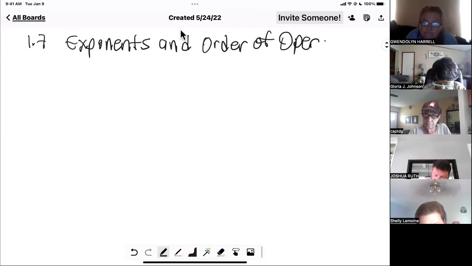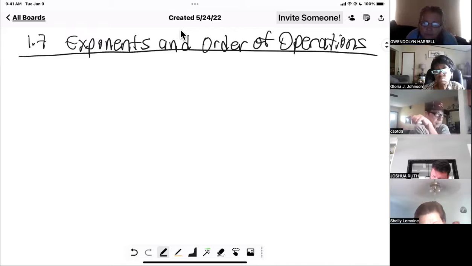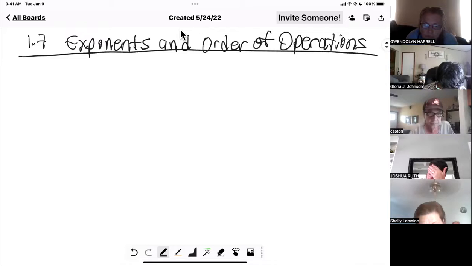Okay, so here we go, 1.7. This section is about 2 very important topics: exponents and order of operations. We're not going to get into too much of exponents. This is just a touch of exponents. And then later on, we're going to do exponents a lot. This is just to get you started on exponents.